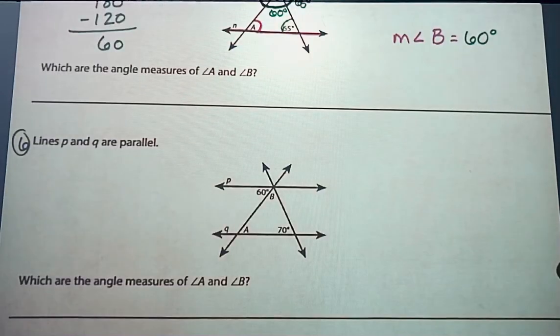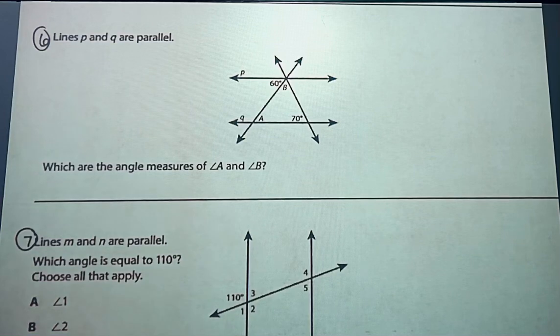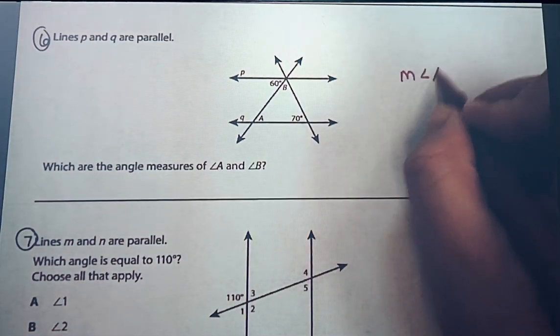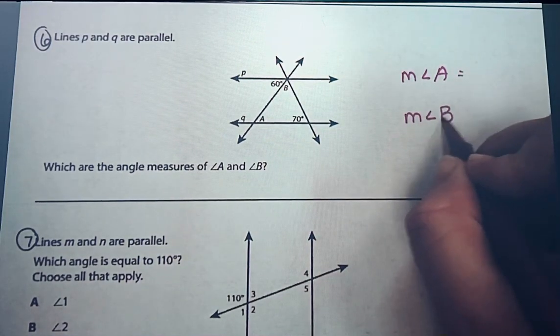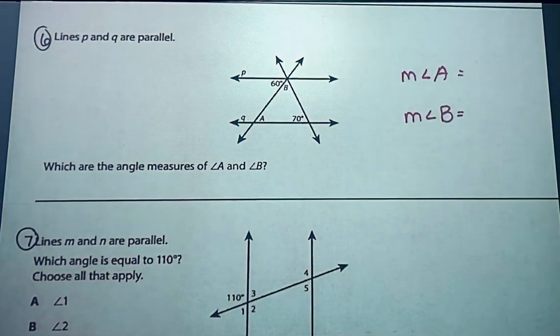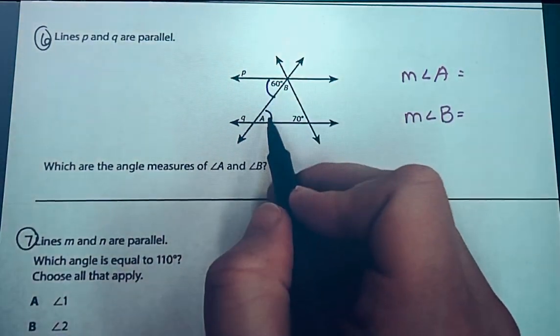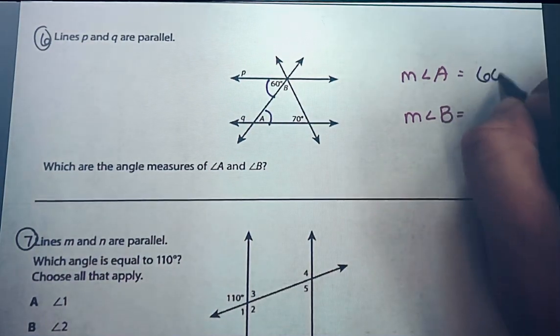The next question is question number 6, which is very similar, just a few different numbers. Again, we're looking for the measures of angle A and angle B. The measure of angle A is the simplest one to find. Again, the reason why it's easy to find is because it's an alternate interior angle, and alternate interior angles are congruent to one another. So it's also going to be 60 degrees here.